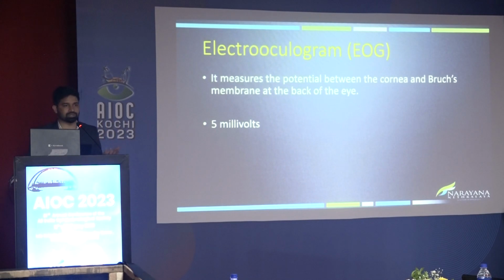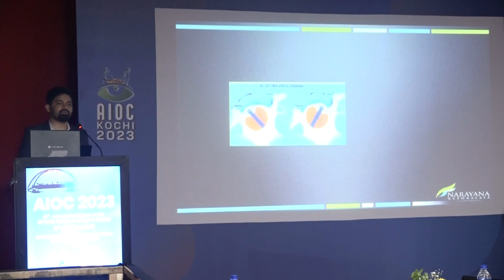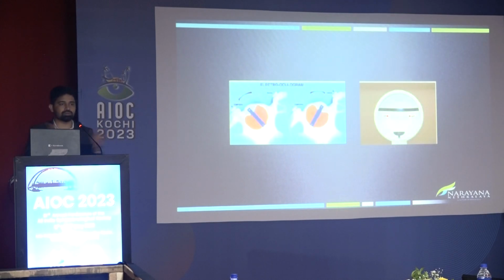That's what we are measuring. That's what EOG is all about. So how do we do that? We give two targets to the patient. We fix two electrodes, one near the medial canthus, one near the lateral canthus, and ask the patient to look once to the right side and once to the left side.